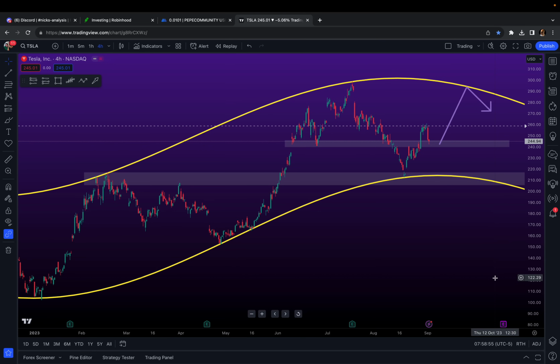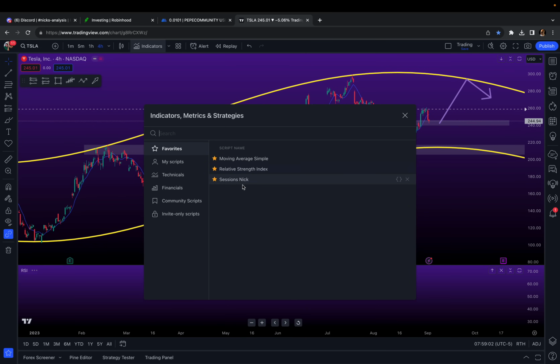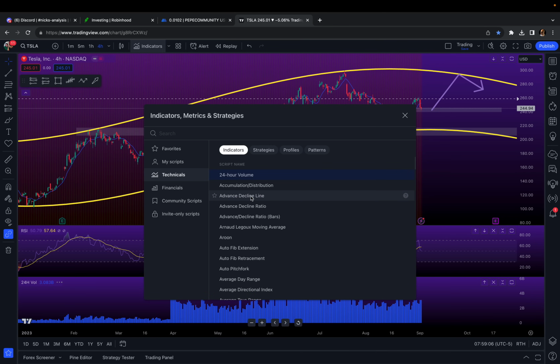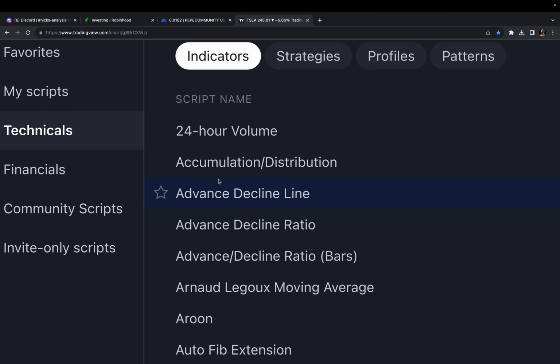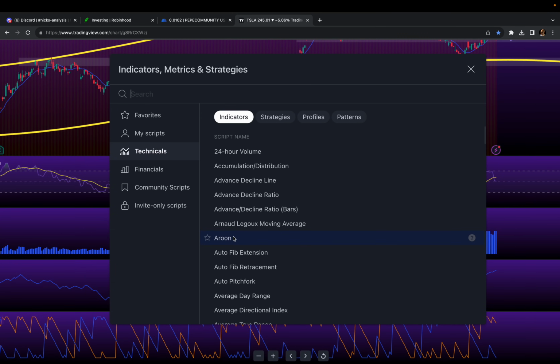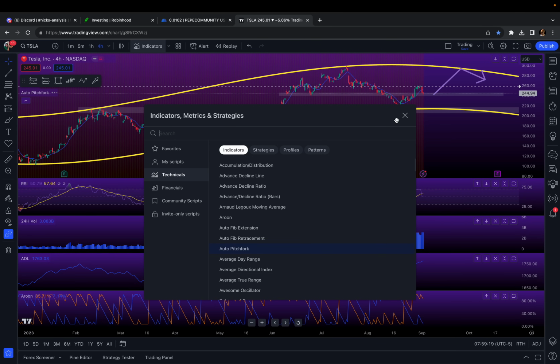So what I like to do is start with a chart like Tesla, and go to the indicators. I like to add a moving average, a relative strength index, and a sessions indicator. The 24-hour volume is also good, and also the advanced decline line. You're really sleeping if you're not using the advanced decline line. And the last thing here is a rune, but just to make sure that I'm having some good confluence, I use an auto pitchfork.